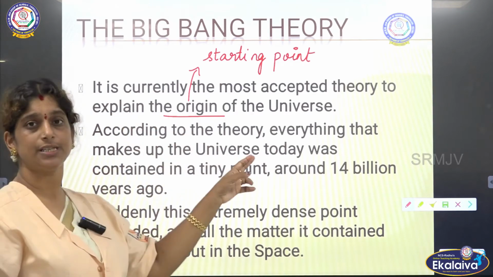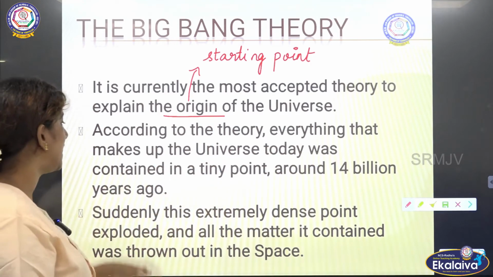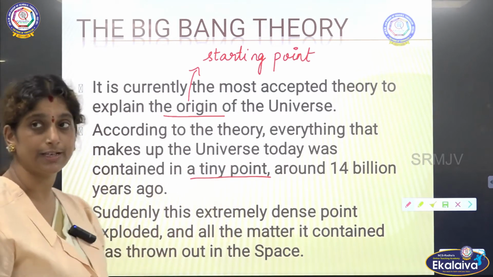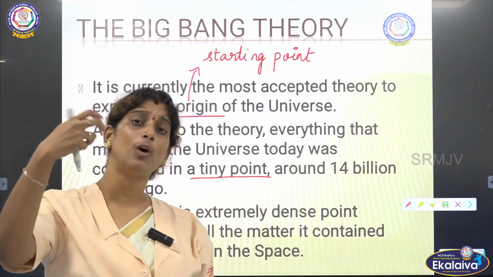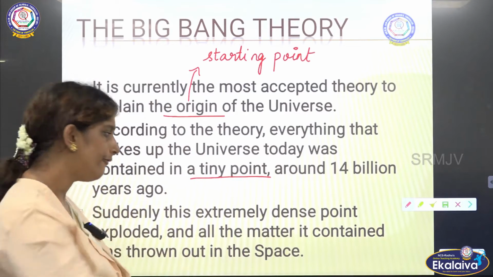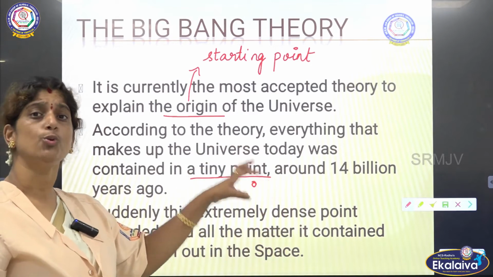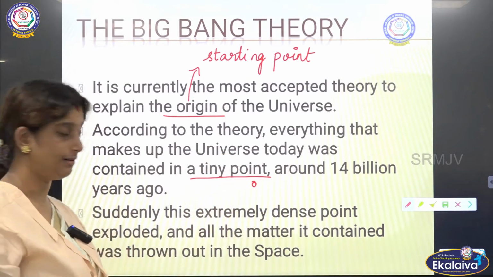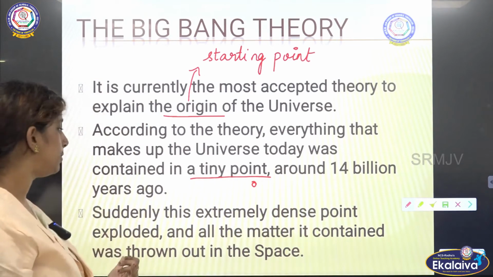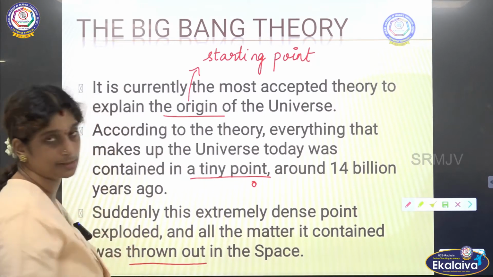And according to this theory, everything that makes up the universe today was contained in a tiny point around 14 billion years ago. So 14 billion years ago, what happened? All these were connected at only one particular point. Everything was there in a point. Yes, and due to overpressure that exploded, okay? So suddenly this extremely dense point exploded and all the matter it contained was thrown out into space, right?